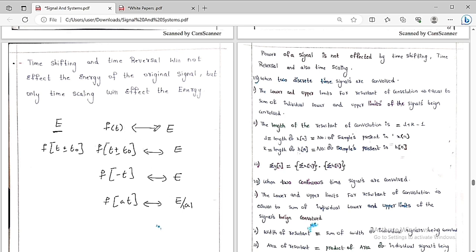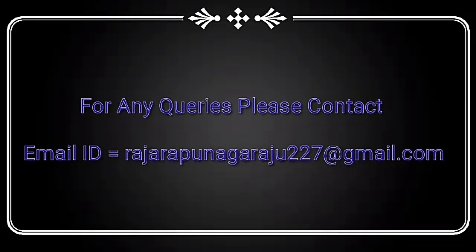So if f of t has energy E, then f of t plus or minus t naught will have the same energy E, and f of minus t will have the same energy E, but f of at will have the energy E by mod A. This is the answer as per my previous knowledge, but let me cross check later. But until now, remember this is the case here. A greater than 1 means you are time compressing. Time compressing means energy is going to decrease. Here A is less than 1.